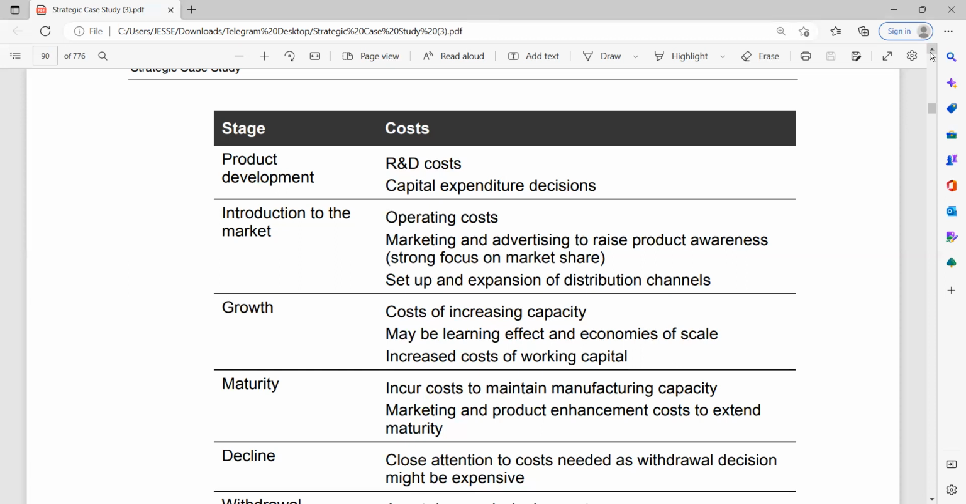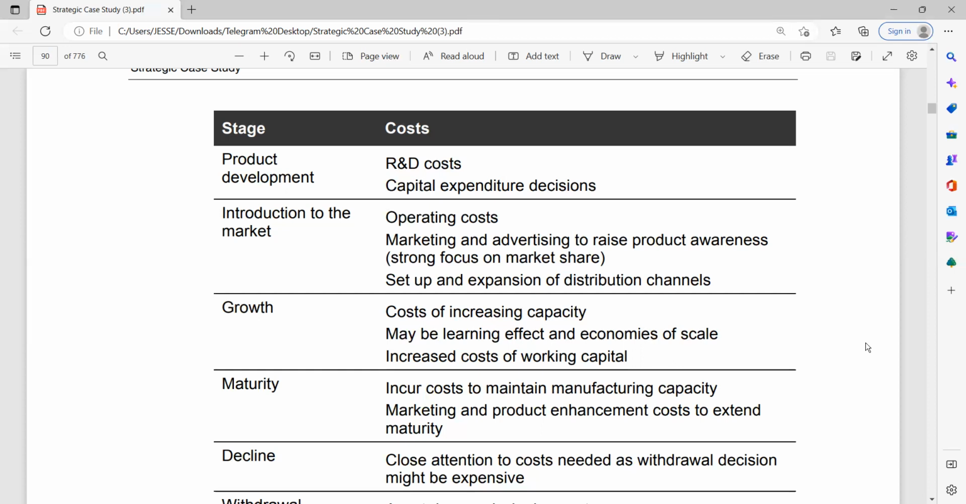Now, let's go on to the decline stage. When a product is declining, it has to be withdrawn from the market. And sometimes that withdrawal comes with some costs, right? So, like we are seeing here, close attention to costs needed, as withdrawal decision might be expensive, right? So withdrawing the product from the market can come with some costs.